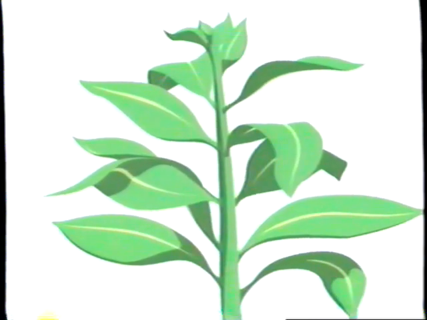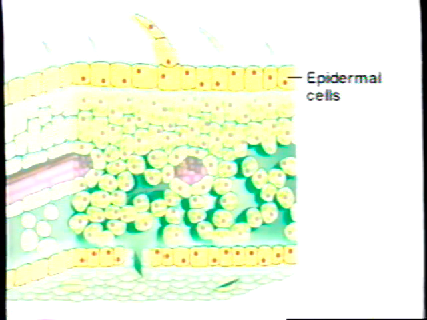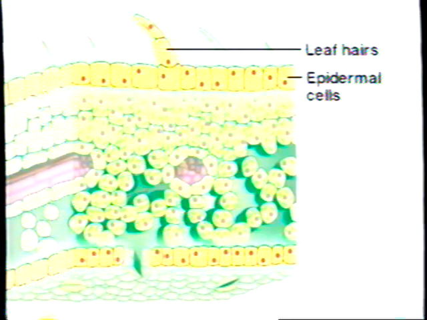The leaves of plants are the primary site of photosynthesis. A cross-section of a typical dicot leaf shows that its surface is composed of epidermal cells. The epidermis may produce leaf hairs that protect the leaf by manufacturing irritating substances. The epidermis also regulates the leaf's heat and water balance.